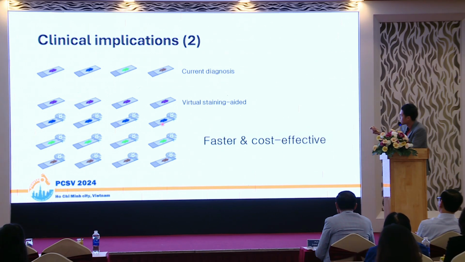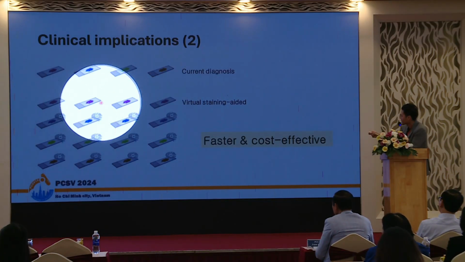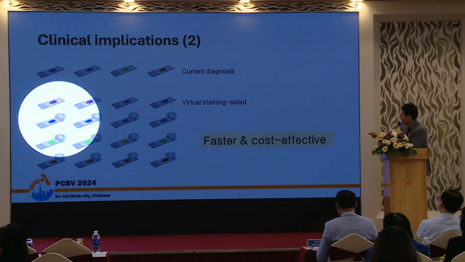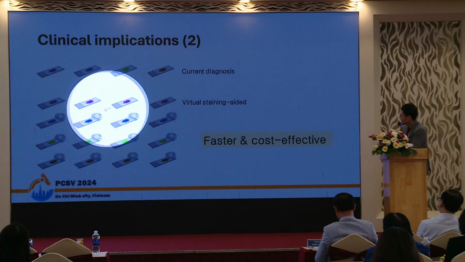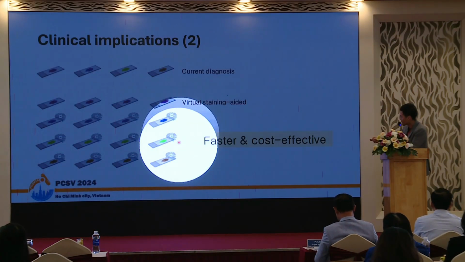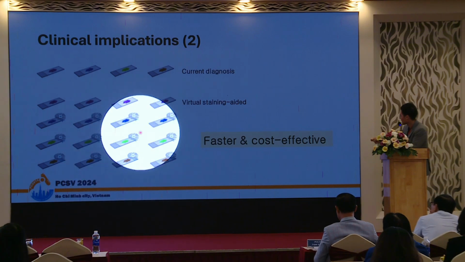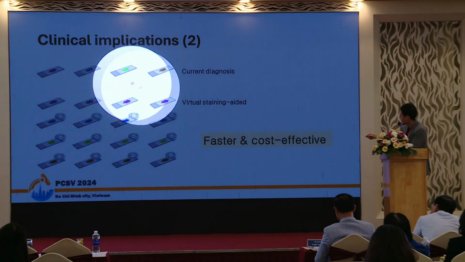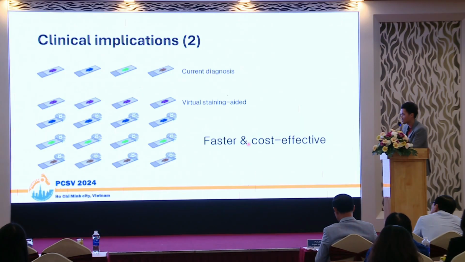The second possible implication of this technique is we only stick to the H&E. We do only the H&E stains and use the stain transfer model to make a special stain. So it can give us a faster and cost-effective way to diagnose kidney pathology.